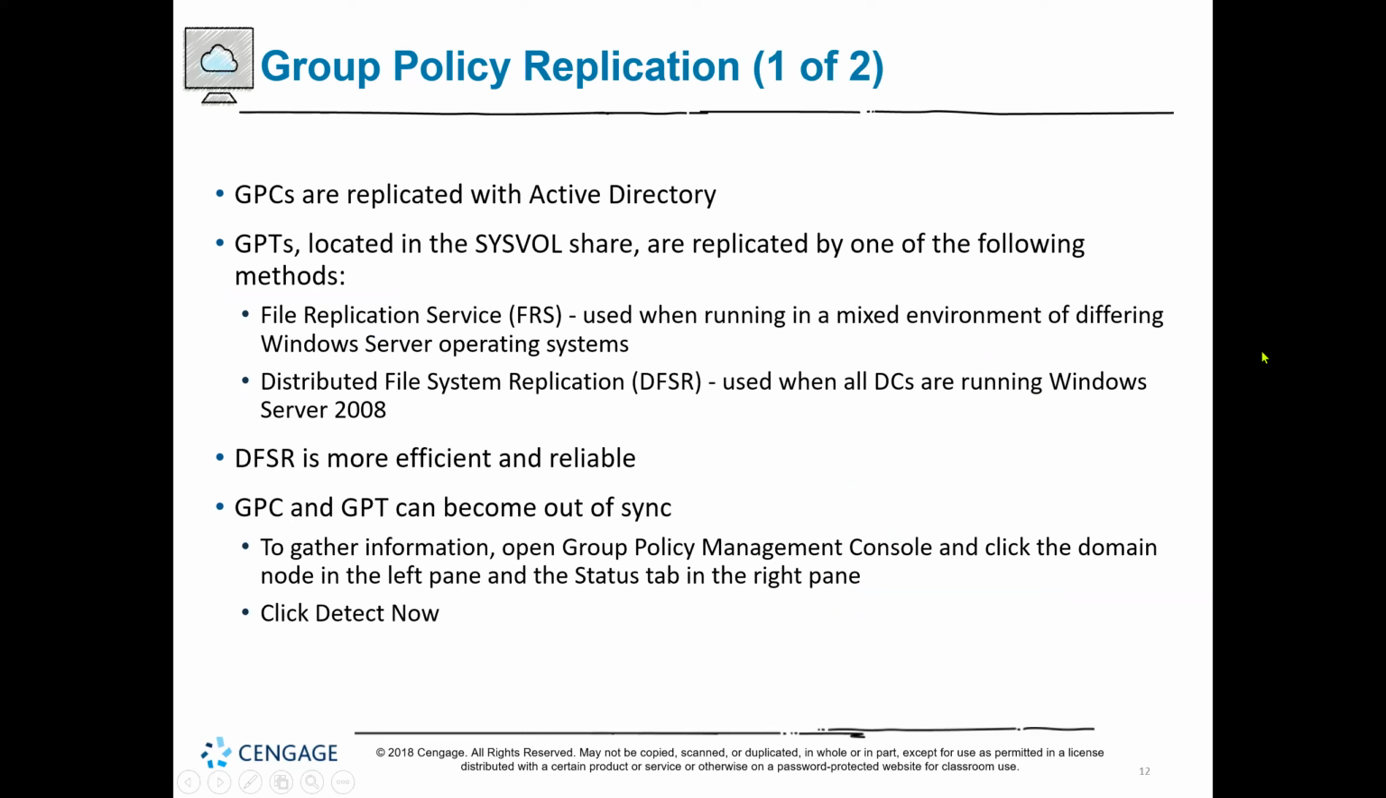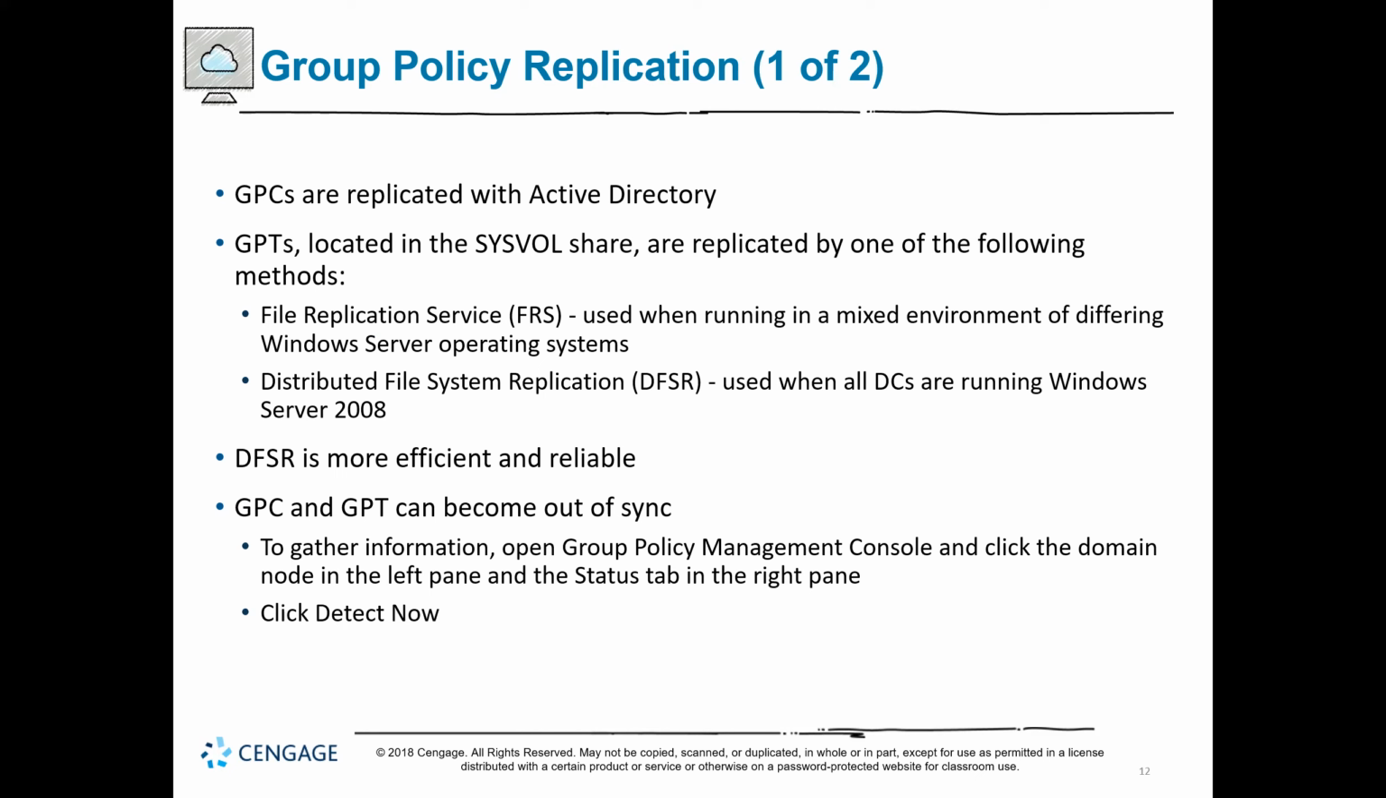Group policy replication. GPCs are replicated with Active Directory. GPTs located in the SYSVOL share are replicated by one of the following methods. File Replication Service, used when running in a mixed environment of differing Windows Server operating systems. Distributed File System Replication, or DFSR, used when all DCs are running Windows Server 2008. DFSR is more efficient and reliable.